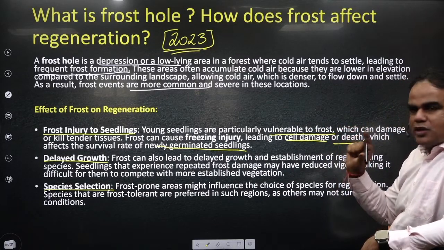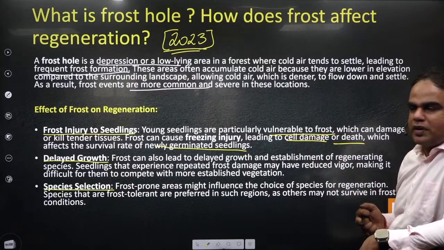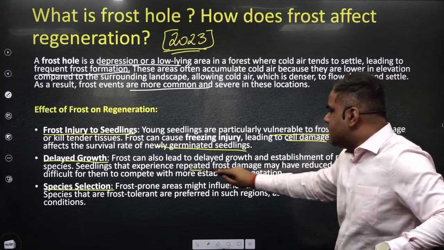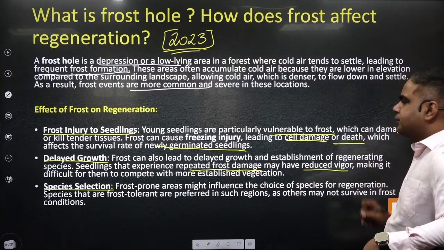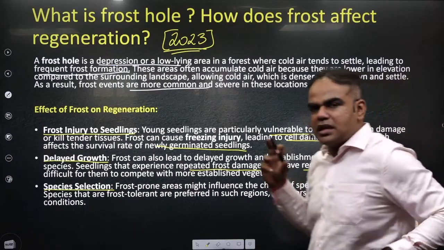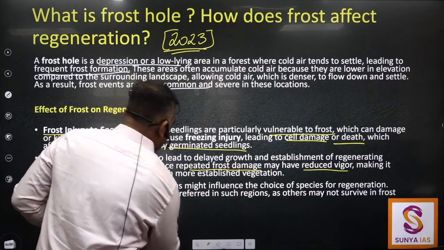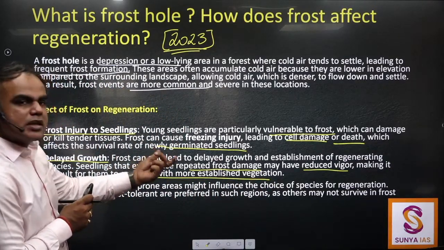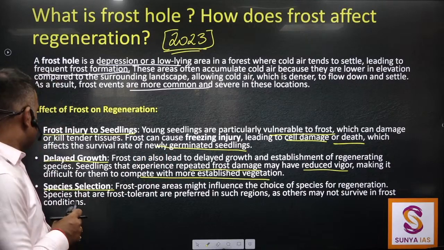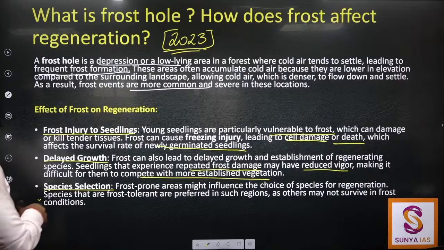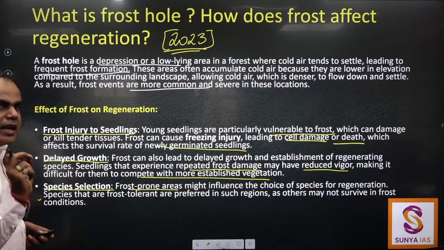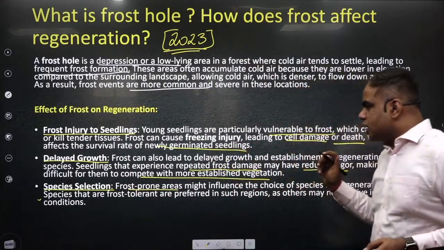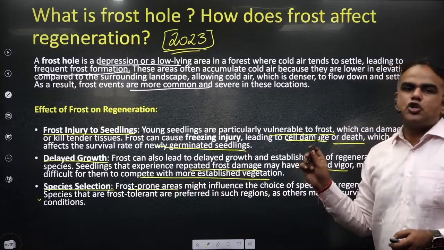That is one. There is also going to be delayed growth, which you can understand. If there is repeated frost damage, there is reduced vigor, and this kind of vegetation will not be able to compete with the established vegetation which has already taken some precautionary measures. And then in frost prone areas, the selection of species has to be as per the demands. So here we will prefer frost tolerant species.